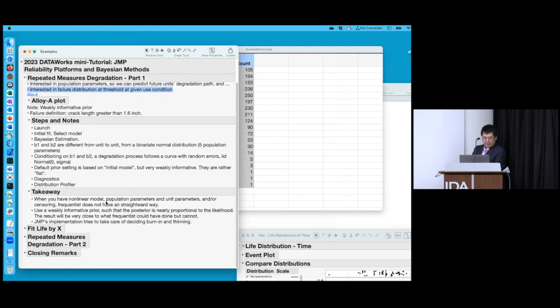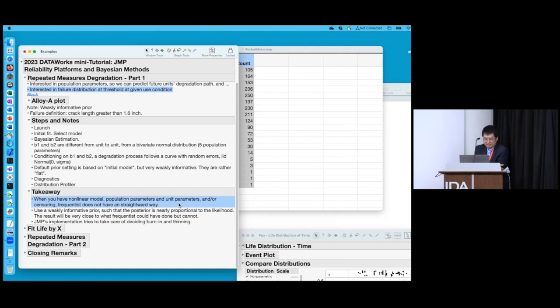Let me summarize the takeaway. When you have nonlinear models, that's pretty scary, ordinary differential equation models. And we have population parameters and unit parameters. When you have these two types of parameters, there's another term that you might have heard during the conference. It's called mixed effect models. When you do the DOE, that's the most scary part. Mixed effect models have these kinds of situations, population parameters and unit parameters, plus censoring.